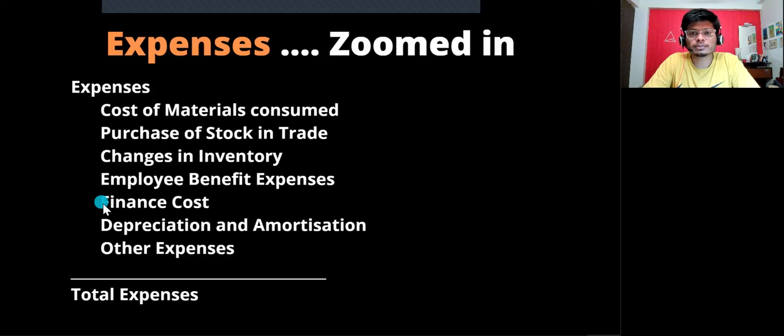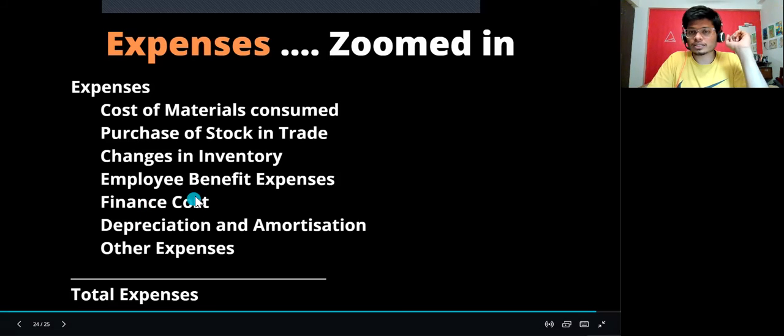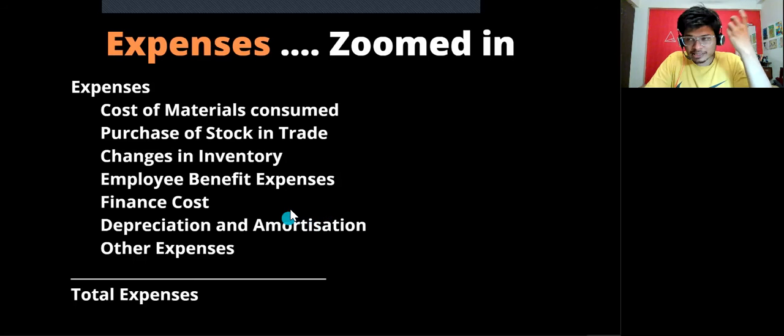Finance cost. Finance cost is basically any cost incurred due to financing the company. For example, if I have taken a loan and I have to pay interest on that loan, that is my finance cost. Depreciation and amortization. Again, depreciation and amortization is a big topic, and I'll cover this part in a separate video. Basically, whatever my fixed assets are, slowly I have to charge out that fixed asset into my profit and loss account. That is done through depreciation and amortization.